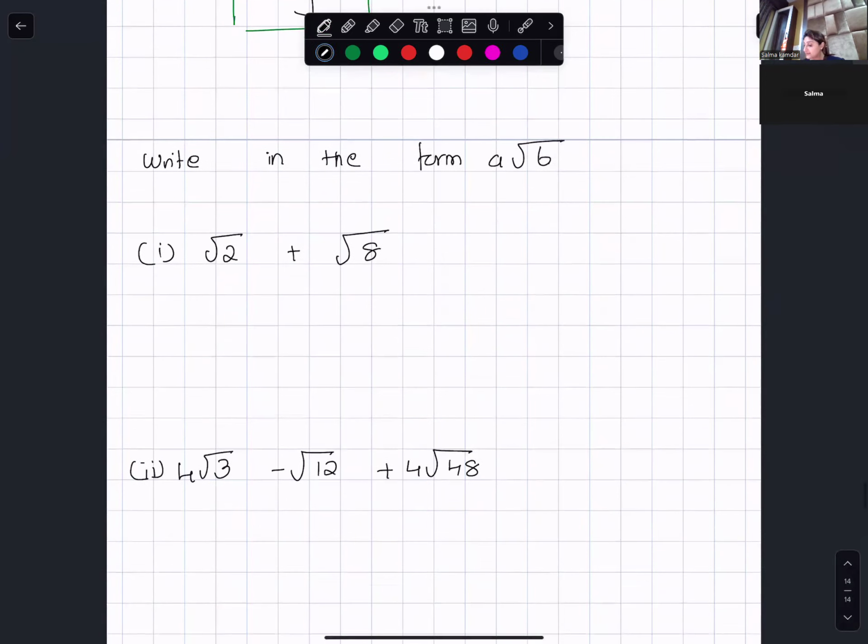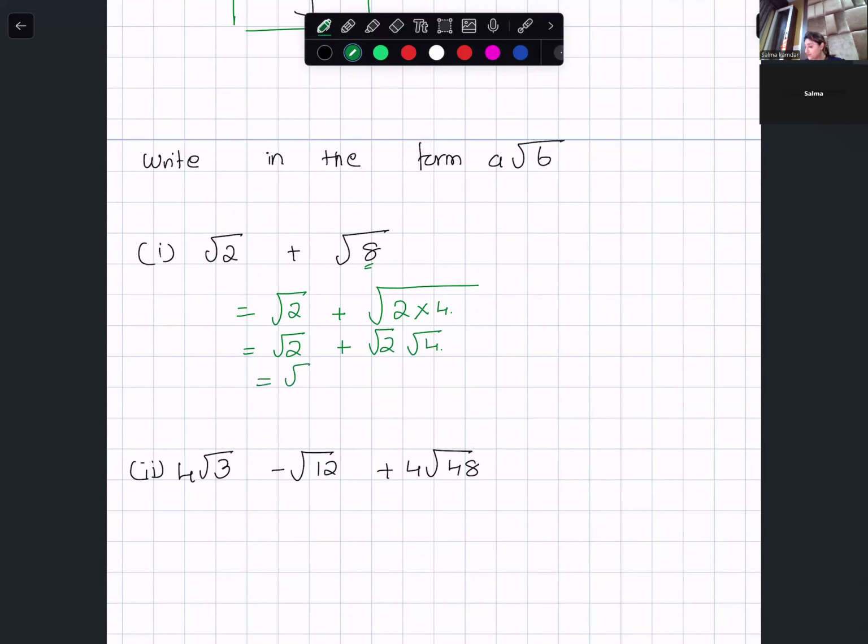I have to write it in the form of a root b. If I have to write it in the form of a root b, how would I solve it? I would try to expand the factors of what I know. So this would be root 2 plus root of 8, which can be written as 2 into 4. So this would become root 2 plus root 2 into root 4.